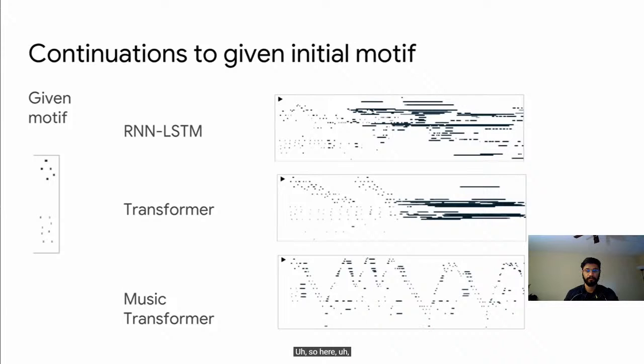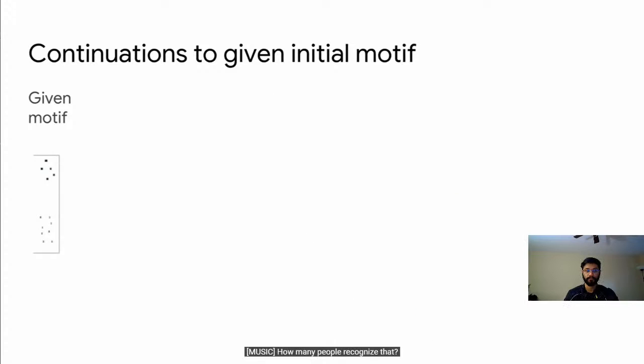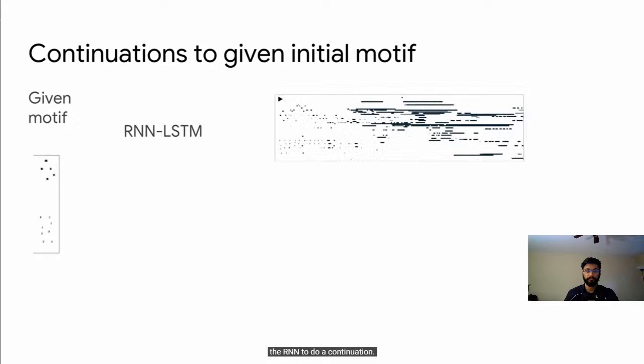Here, this task is kind of like the image completion task. We give it an initial motif, and then we ask the model to do continuations. This is the motif that we fed. How many people recognize it? Awesome. This is a fragment from a Chopin etude, and we're going to ask the RNN to do a continuation.